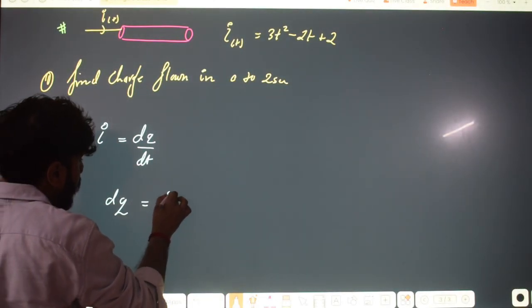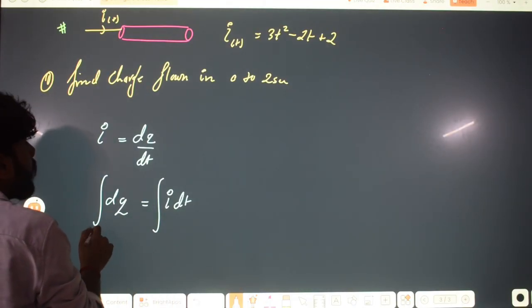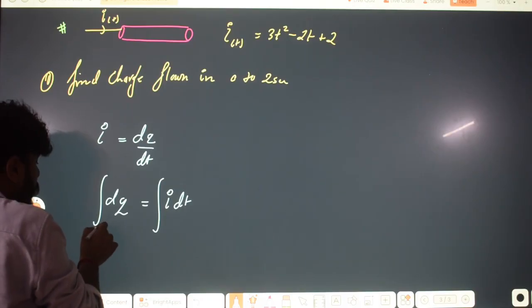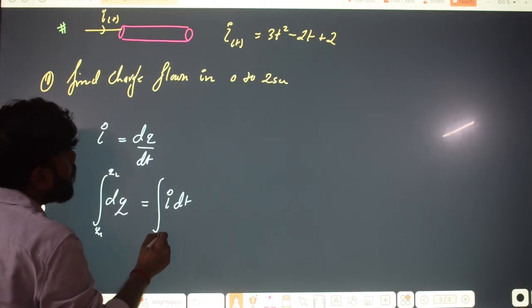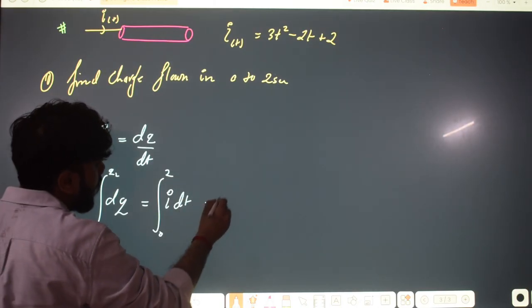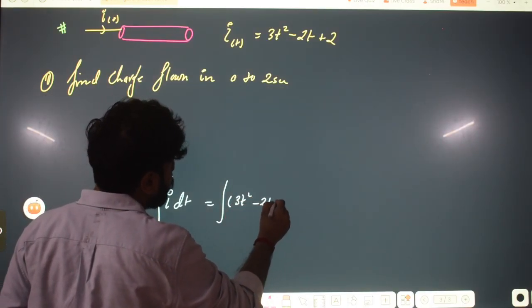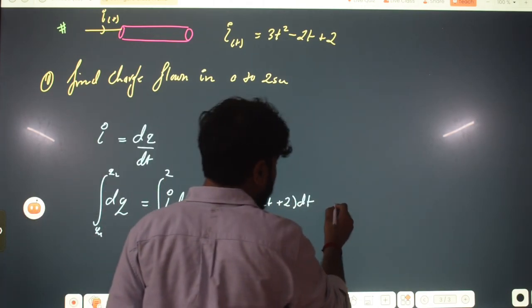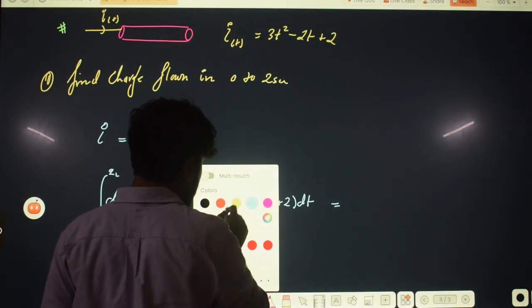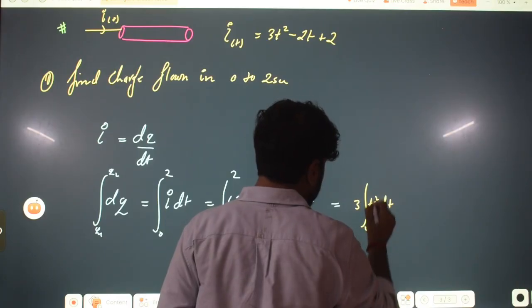You can write it like this, dq equals I dt. Then you just do what? Integrate, from 0 to 2. You can assume that initially there is no charge, or you can imagine that initially there is q1 charge. Up to you, or depending on the question. Time is 0 to 2. Now paste the values, and you can integrate. It is not tough to integrate this.